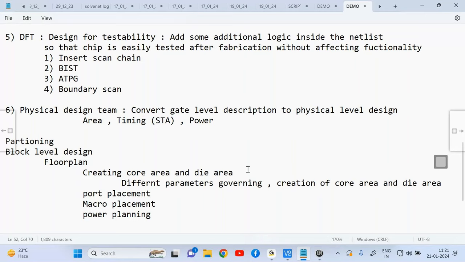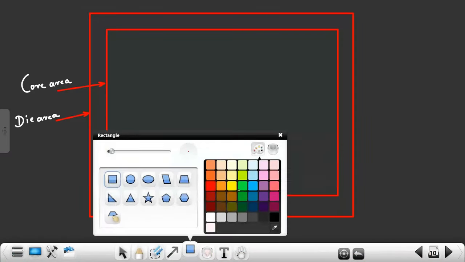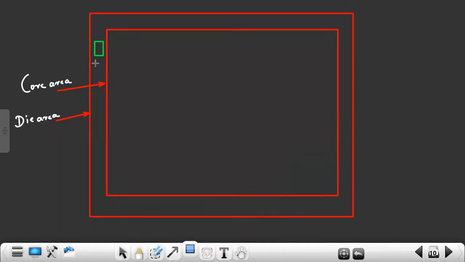So after creating core and die area, what's the next thing? Port placement. See, what is port placement? Port placements are nothing but the inputs and outputs of a block, right? So you have a block, the inputs and outputs of a block are called what? Ports. You will place the ports in between core area and die area. So place the ports here. The signals will come to your block through what? Input ports. It will go out of your block through what? Output ports.